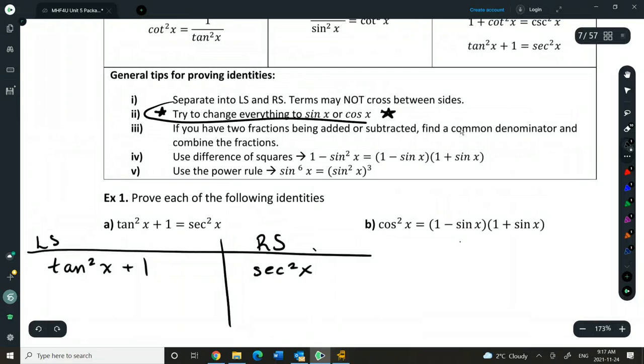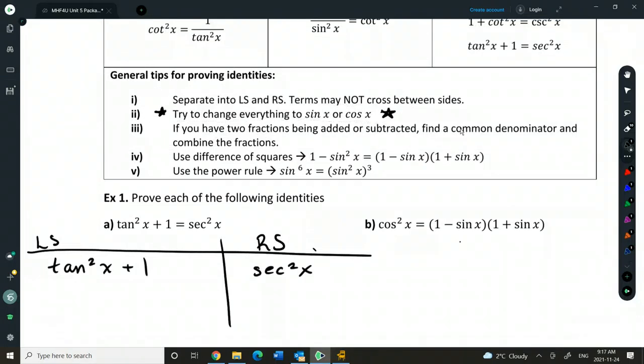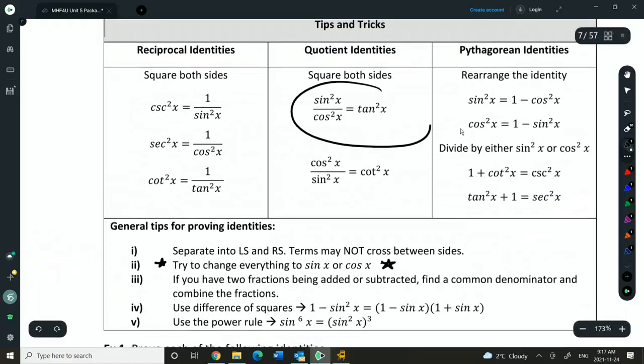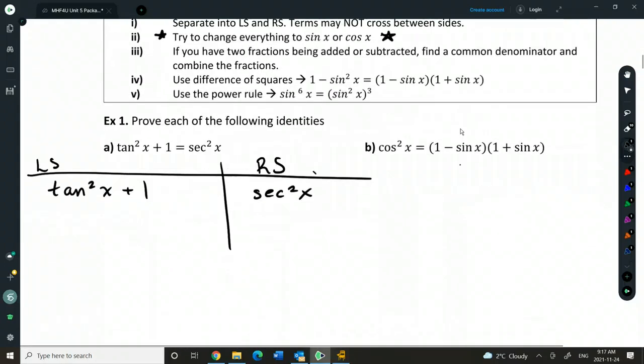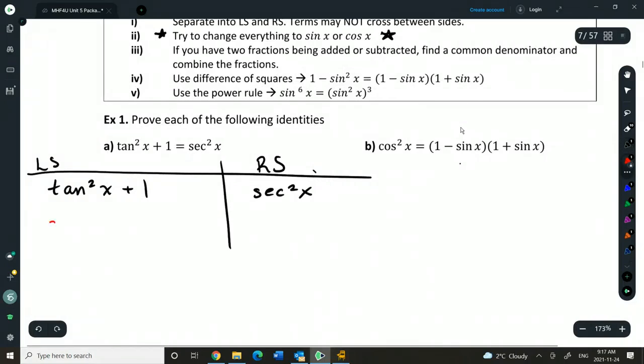90% of the time, we are going to try to change everything in terms of sine and cosine using our identities. So is there an identity for tan squared x that might allow us to express tan squared x in terms of sine and cosine? Oliver. Perfect. So tan squared x is equal to sine squared over cos squared. So I'm going to take tan squared x, and I'm going to replace it with its identity, sine squared x over cos squared x. This is a quotient identity, as Oliver mentioned.